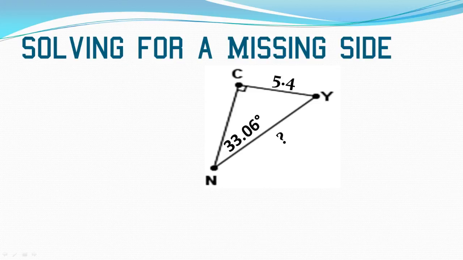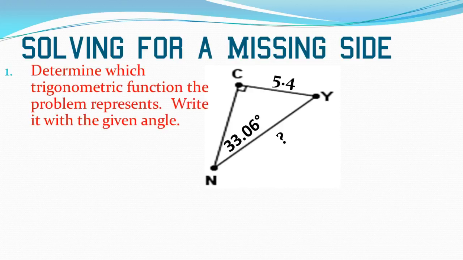Let's solve for a missing side. In order to do this, we need to look at our problem and first determine which trigonometric function the problem represents. We're going to write this trig function with the given angle. Our given angle in this case is 33.06 degrees. We're given one side, 5.4, and another side is unknown. Based on this angle, 33.06, I need to determine what the relationship is to these sides.